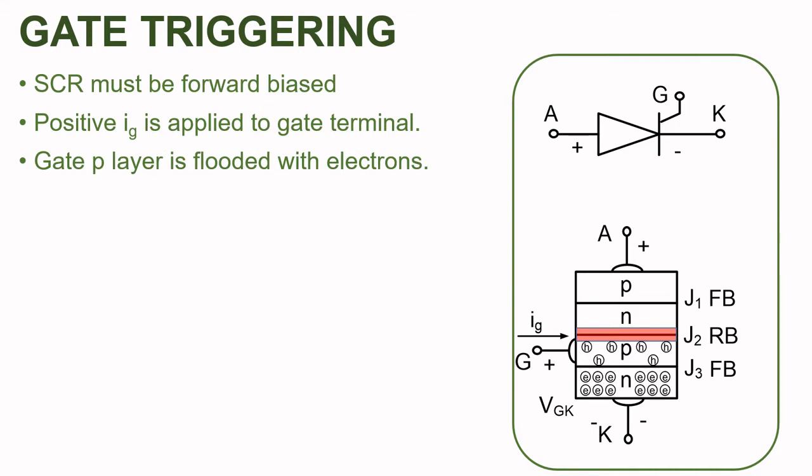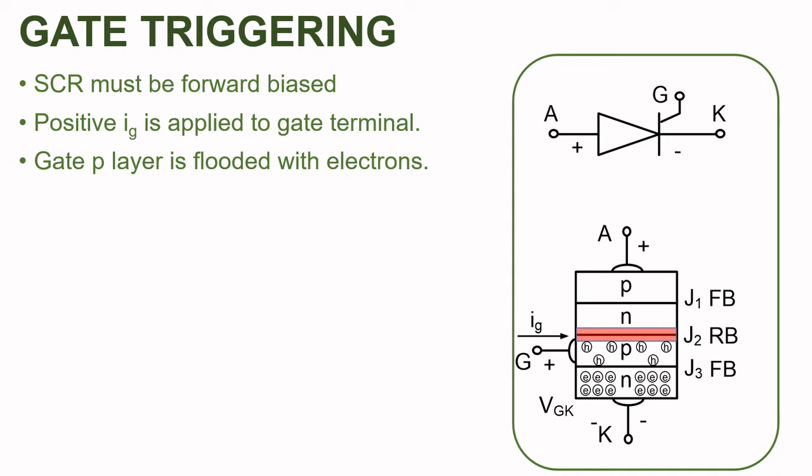As we have already seen in the video on construction of SCR, the end layers of the SCR are heavily doped and the inner layers of the SCR are lightly doped. Hence, the free charge carriers available in the end layers are higher in number than in the inner layers.